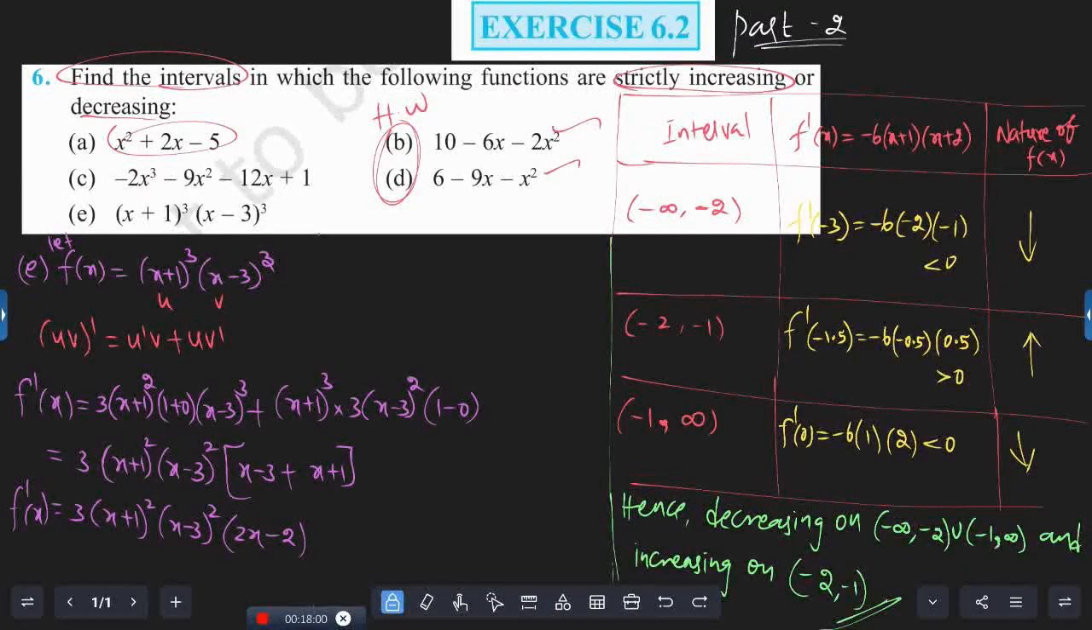Here also you can take 2 outside. If you take 2 outside, 3 will become 2 threes are 6. So f dash of x is 6 into (x plus 1) whole square, (x minus 3) whole square, (x minus 1). That's it. This is the final f dash of x. For this we have to make it equal to 0. Put f dash of x equal to 0. That I am going to do next.